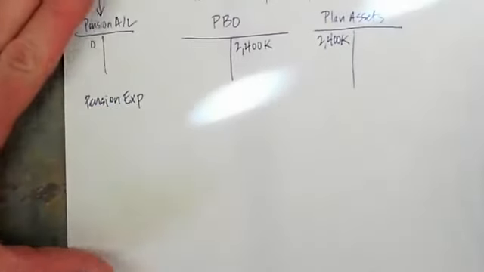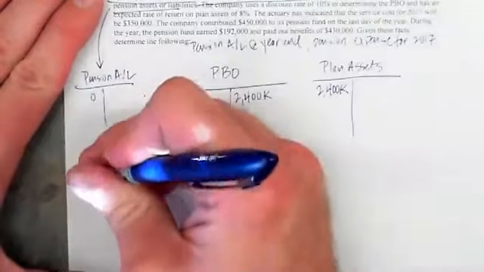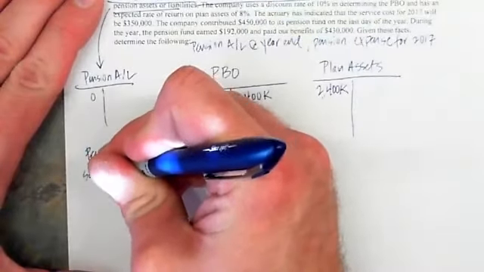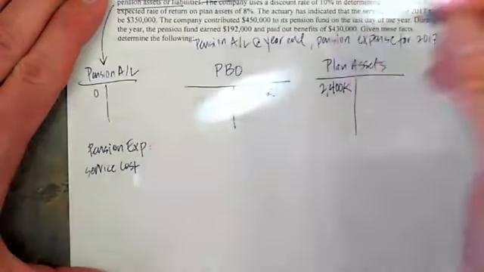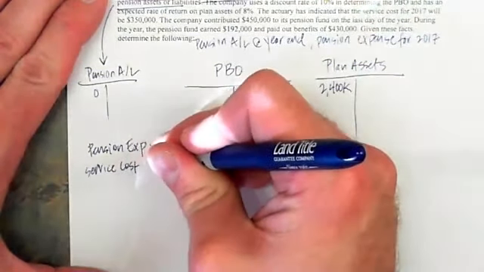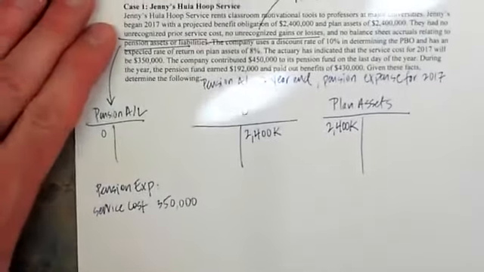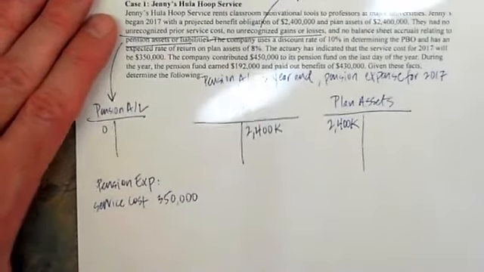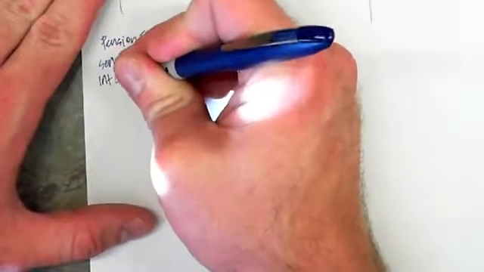So pension expense is what I want to figure out next. Remember, the first thing in pension expense I need to think about is my service cost. Service cost increases pension expense. And the service cost was $350,000. The next thing I want to think about is my interest cost. Interest cost also increases my pension expense.